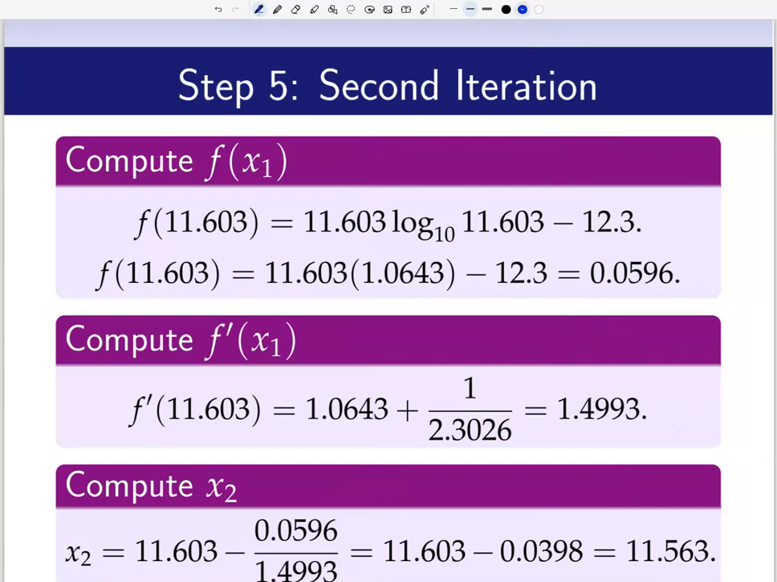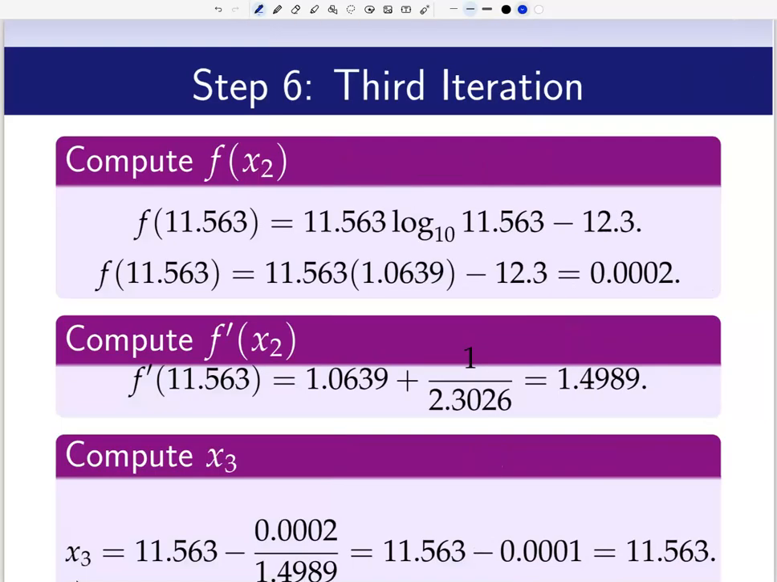Now next, x1 will be the next guess. So from here f(x1), if we plug that in, will be something like 0.0596, and f dash (11.603) will be 1.4993. So now from that again, x(n+1) is equal to x(n) minus f(xn) by f dash (xn). So we'll get x2, that is 11.563.